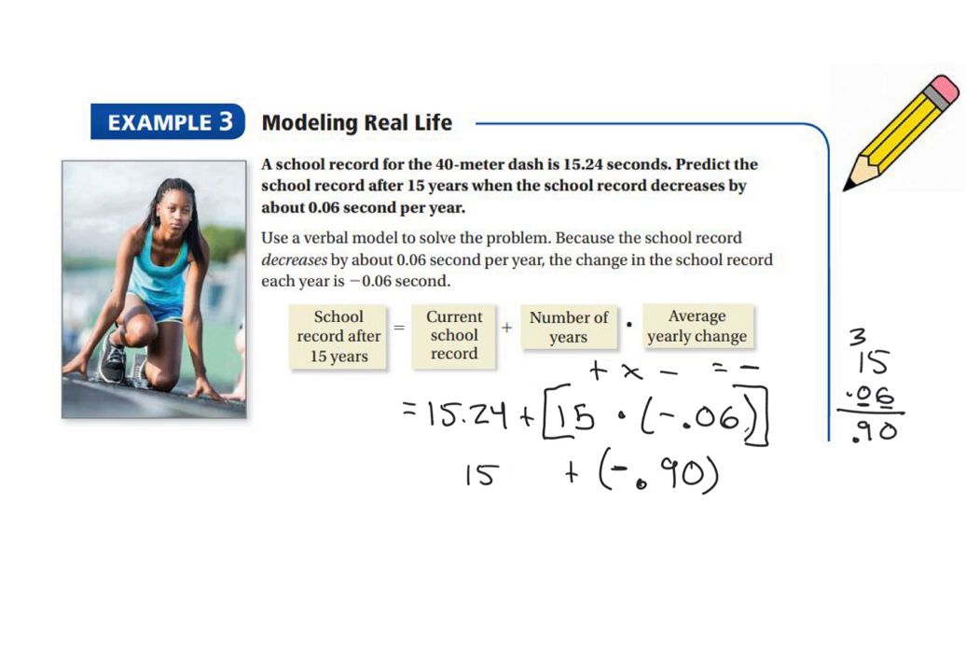It's 15.24 plus the negative 0.90, so really that is 15.24 minus 0.90. When we subtract, we get 4. We'll have to borrow or regroup. 12 minus 9 is 3. Bring the decimal point straight down. 4 minus 0 is 4, and 1 minus 0 is 1. So the school record after 15 years would be 14.34 seconds.